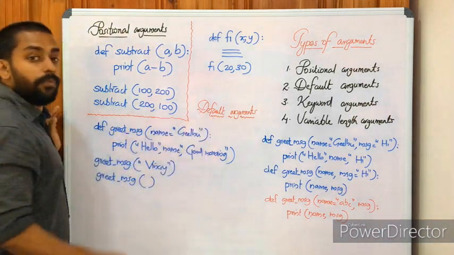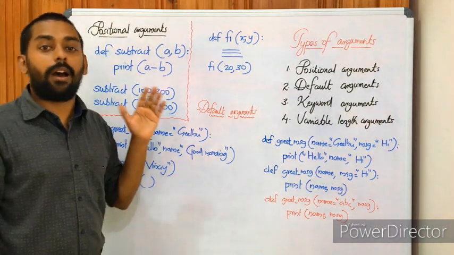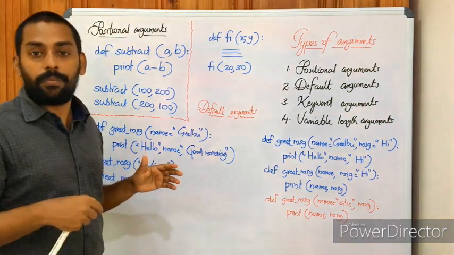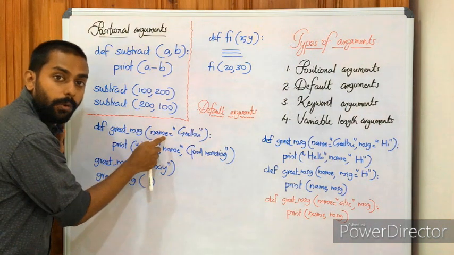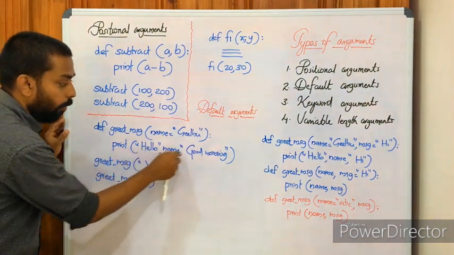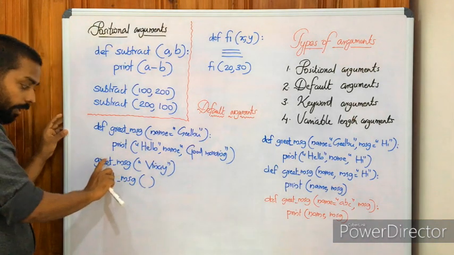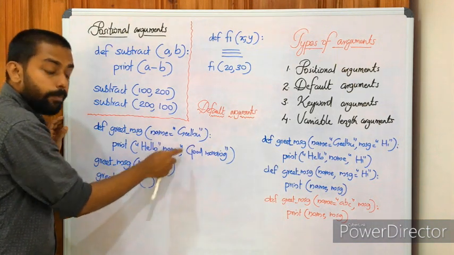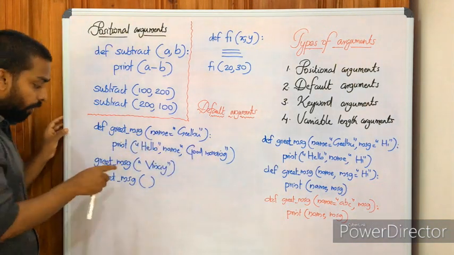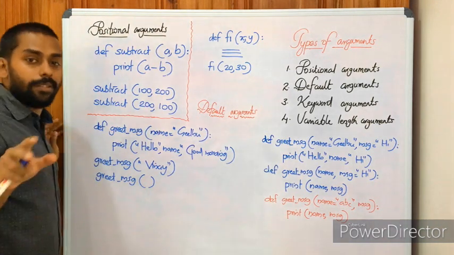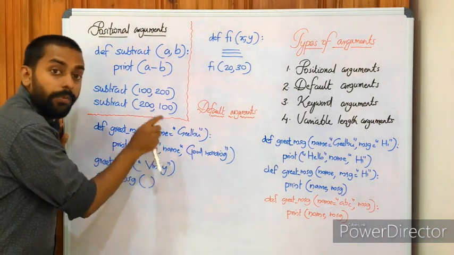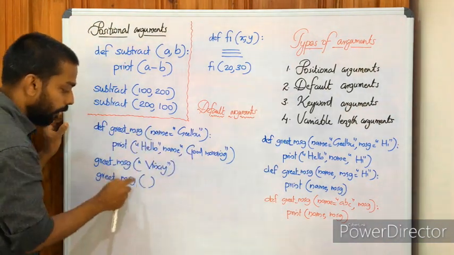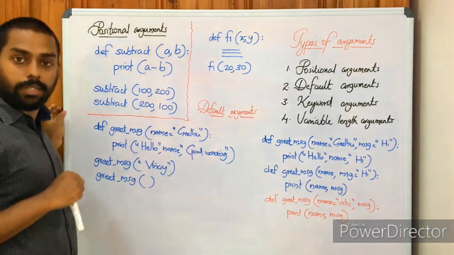Then the second one is default arguments. A default argument is an argument that assumes a value if no value for that argument is passed to the function. Here we have assumed a value for name, that is Geetu, and we are printing hello name, good morning. Here also we have two function calling statements. We are passing Vinay first, so Geetu will be replaced by Vinay, and hello Vinay good morning will be printed for the first call. For the second call we are not passing anything, so the default value of name, Geetu, will be taken. Hello Geetu good morning will be printed as the result of the second call.